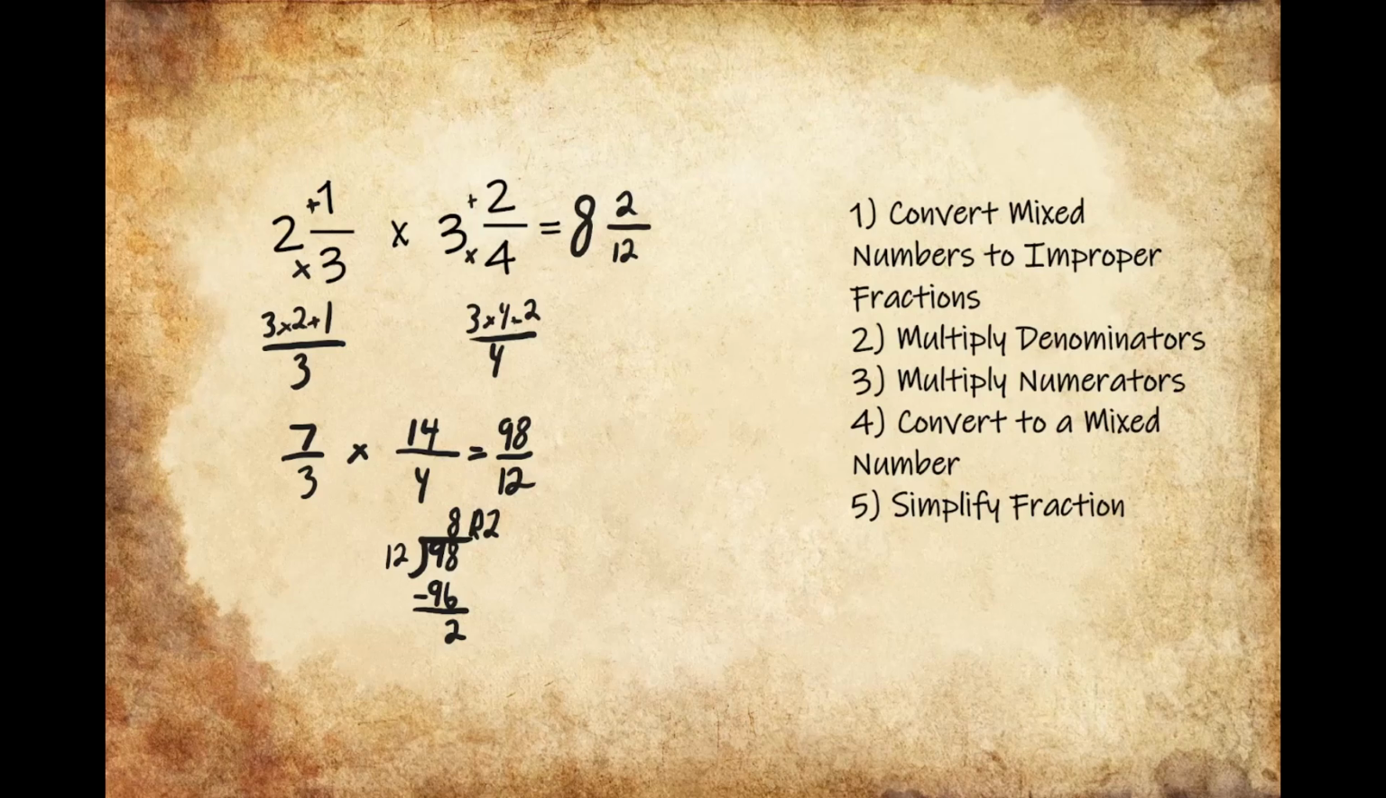And now for our last step, we're going to go ahead and simplify this fraction because we can divide both of these numbers by 2 because they're both multiples of 2. So we're going to go ahead and divide both of these numbers by 2. Our whole number is still 8. It hasn't changed. 12 divided by 2 gives us 6 for our new denominator, and 2 divided by 2 gives us 1. So 2 1/3 times 3 2/4 gives us 8 1/6.